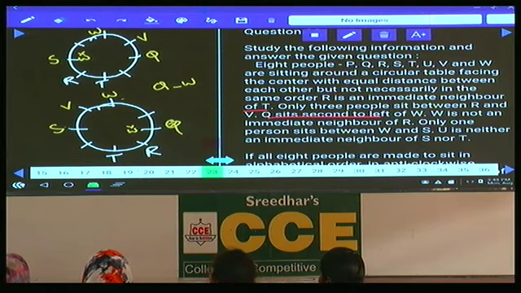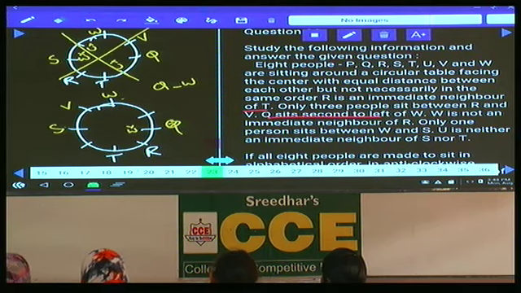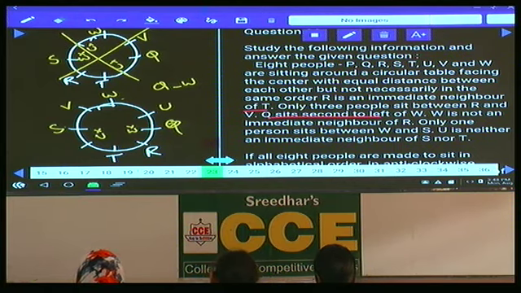And U is neither an immediate neighbor of S nor T. U cannot be an immediate neighbor of S and T. U cannot be here, and U cannot be here. Hence, in the first case, there is no possibility for S at all. That is ruled out. Now, here U is not an immediate neighbor of S and T. Hence, U cannot be at this place. Hence, U must be in between W and Q. Then, who is the person left over here? The person who is left over is P. P must be here.